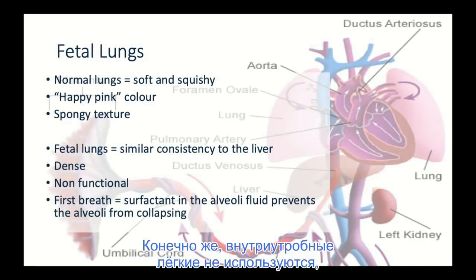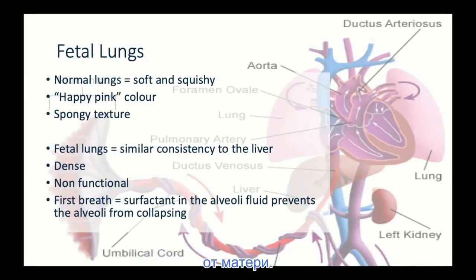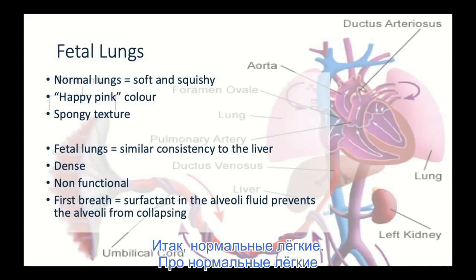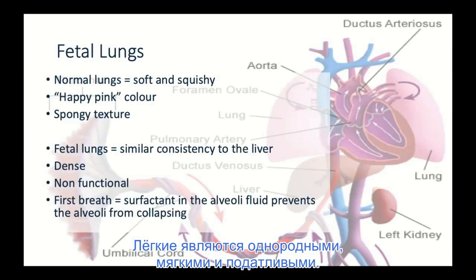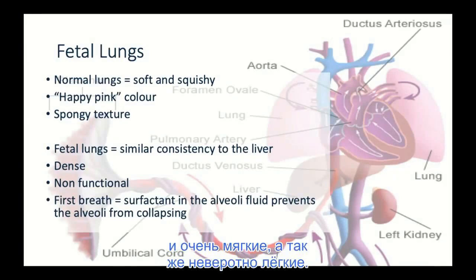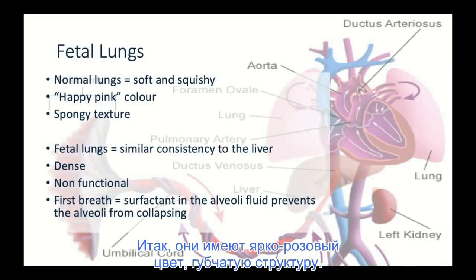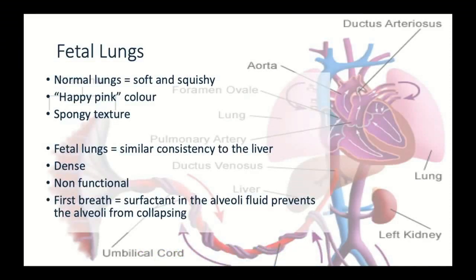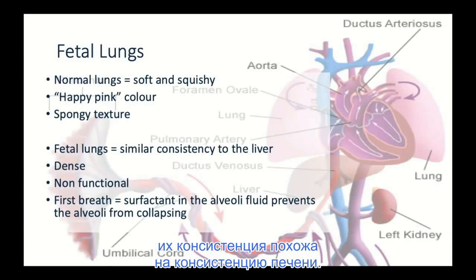Fetal lungs in little baby animals are still a little bit different. Fetal lungs, of course, are not in use. They're acquiring their oxygenated blood from the placenta and from the mother. When we're looking at normal adult healthy lungs, the lung consistency itself is soft and squishy. It's really strange. They're light pink and they're very, very soft. They're very, very light. I kind of think of them as pink clouds. So they're this light pink, happy pink color, as I call it, with a spongy texture. Fetal lungs, because they're not in use, have a similar consistency to the liver. So this means that they're much more dense in texture, and of course they're non-functional.